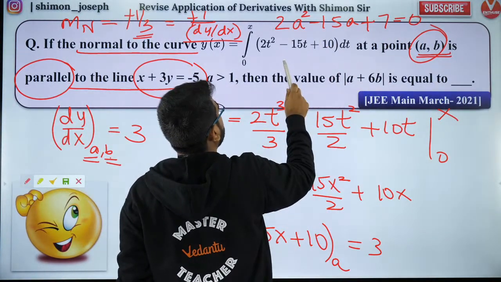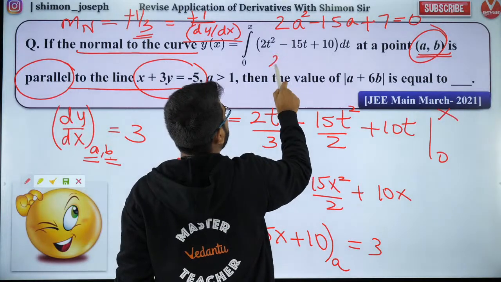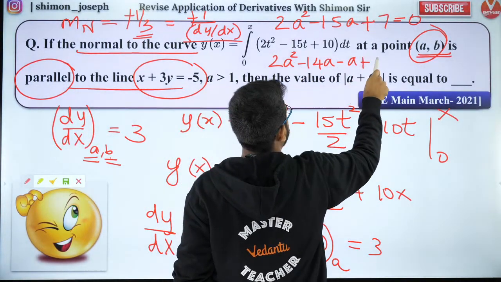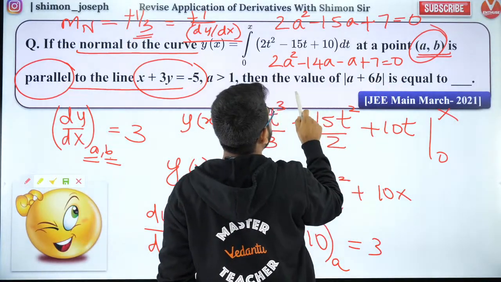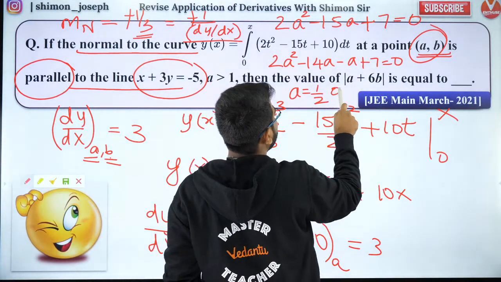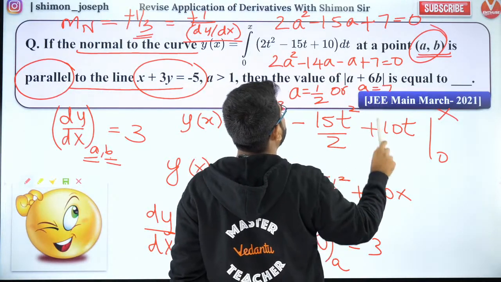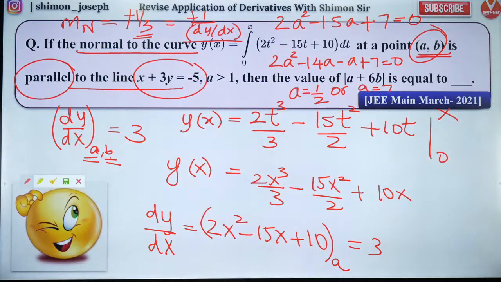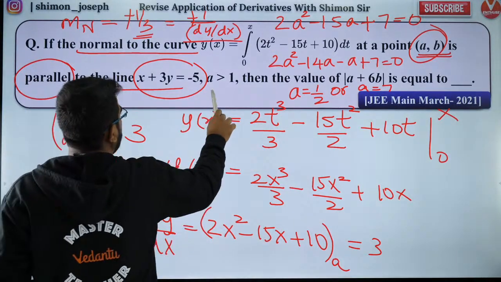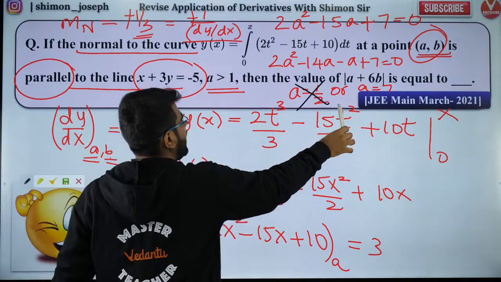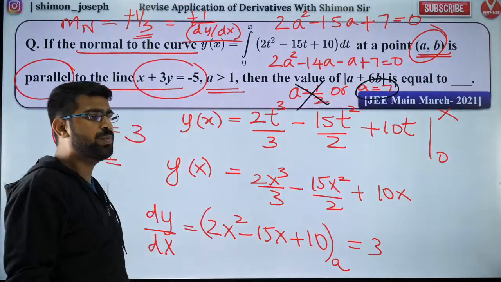Can you guys help me here? So I will get 2a square minus 14a minus a plus 7 is equal to 0. So I will get a is equal to 1 by 2 or a is equal to 7. Is that right, my dear children? A cannot be 1 by 2 because a is more than 1. So a cannot be 1 by 2. So a should be 7. Are you all clear with that?